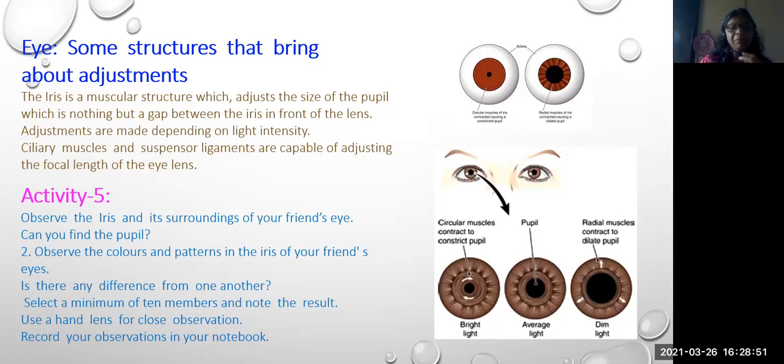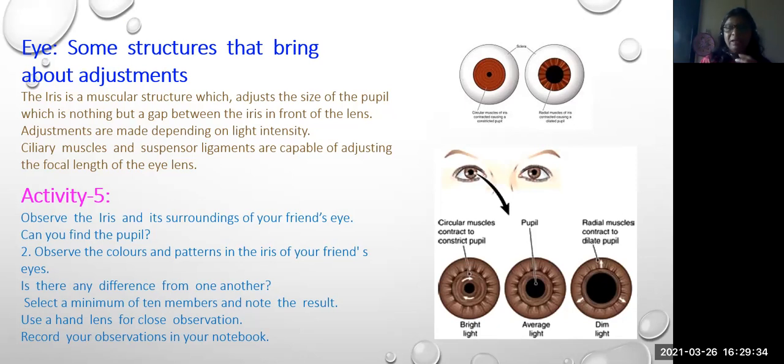If you see activity 5, observe the iris and its surroundings of your friend's eye, and you can find the pupil size also. Observe the colors and patterns in the iris of your friend's eyes. Okay. Is there any difference from one another? Select a minimum of 10 members and note the result. Use a hand lens for close observation. Record your observation in your notebook. So you just go through some 5 or 6 members, your friends' activity of the iris in various amounts of light.